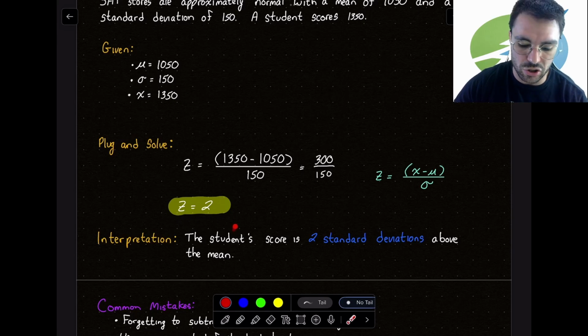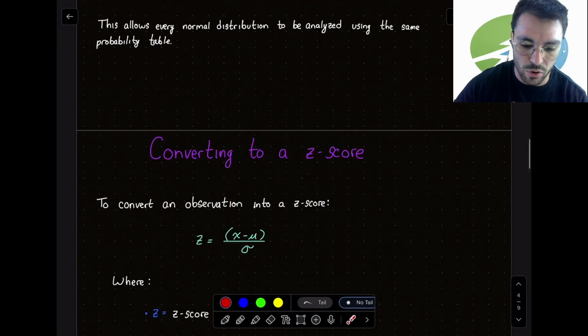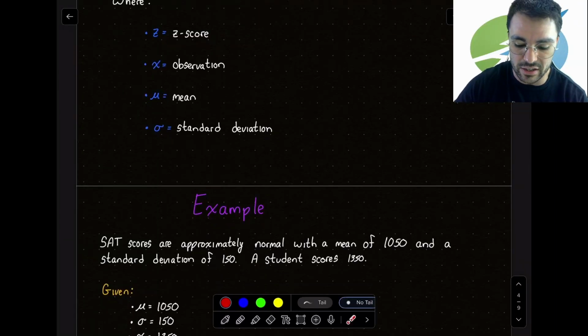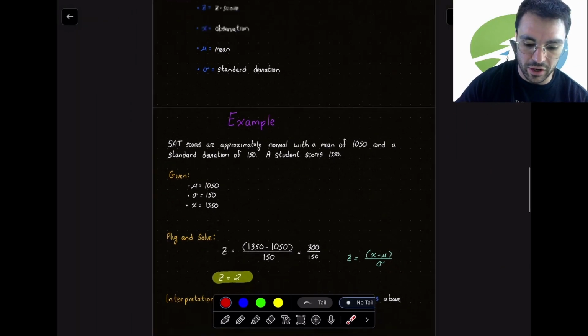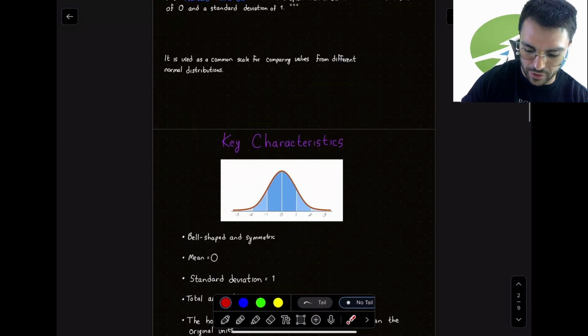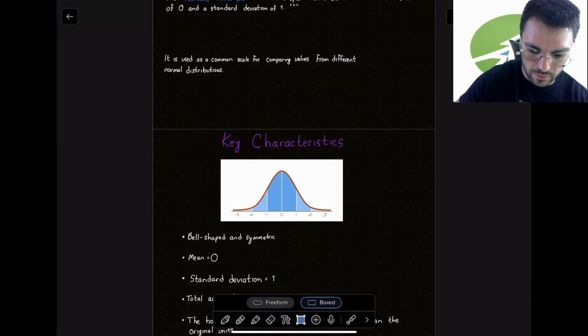So what does that mean? The student's score is 2 standard deviations above the mean. So that trivializes all the data. Okay, so what does that tell us? Let's bring down this to compare it to this here.